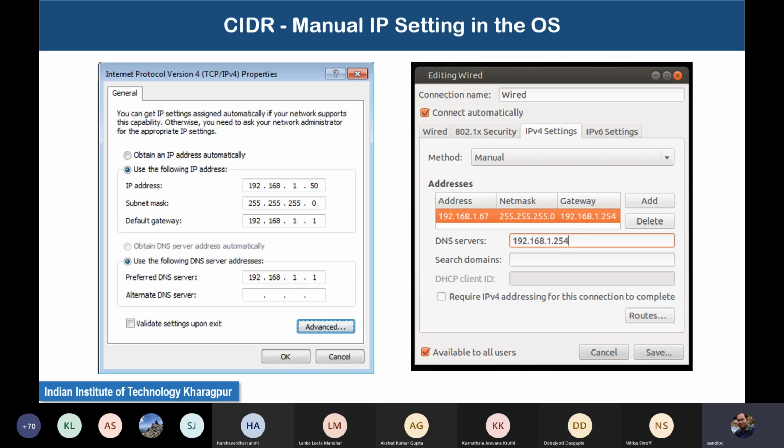Any doubt up to this point about this concept of subnetting or about IP configuration? Okay. I'm assuming, because this is an online class and I cannot see any one of you, that if you are not asking any question, you have understood, and I'm proceeding accordingly. But if you feel that some part I need to repeat, feel free to poke me. I'll be happy to explain that part again.